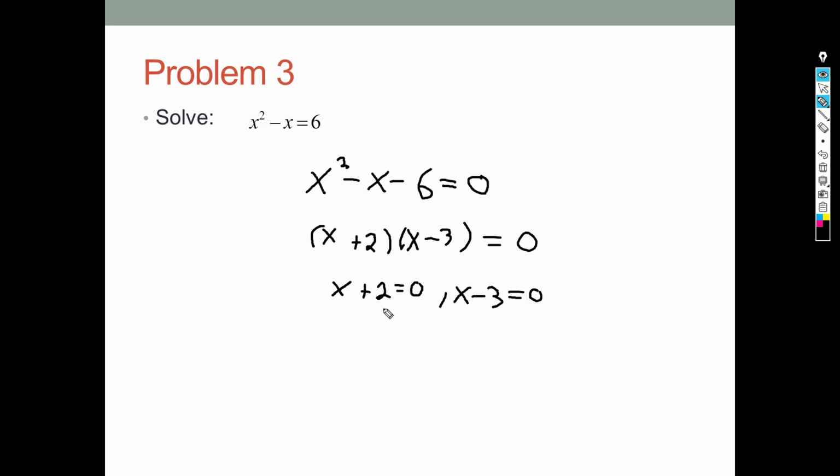So the first equation, we add negative 2 to both sides. We get x can be negative 2. Add 3 to both sides here. x can be 3. So x can be negative 2 or 3. And again, you can easily check, plug it back into this equation, and you get what's on the right side, which in this case is 6.